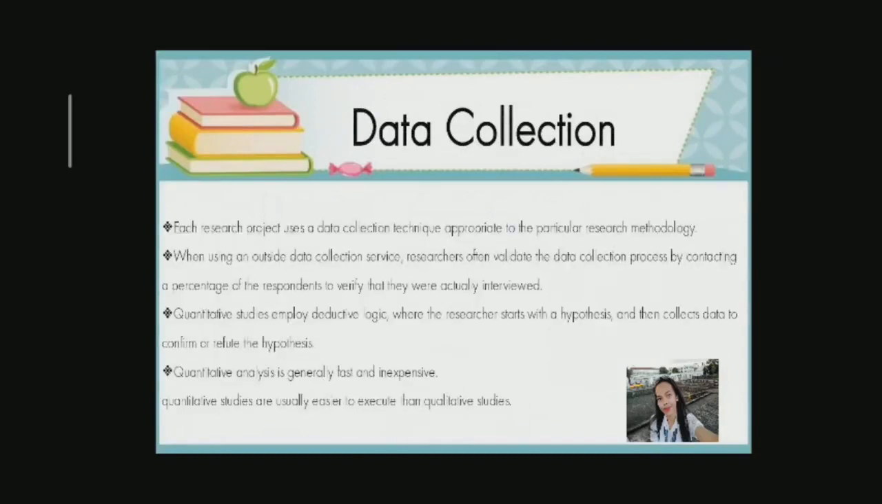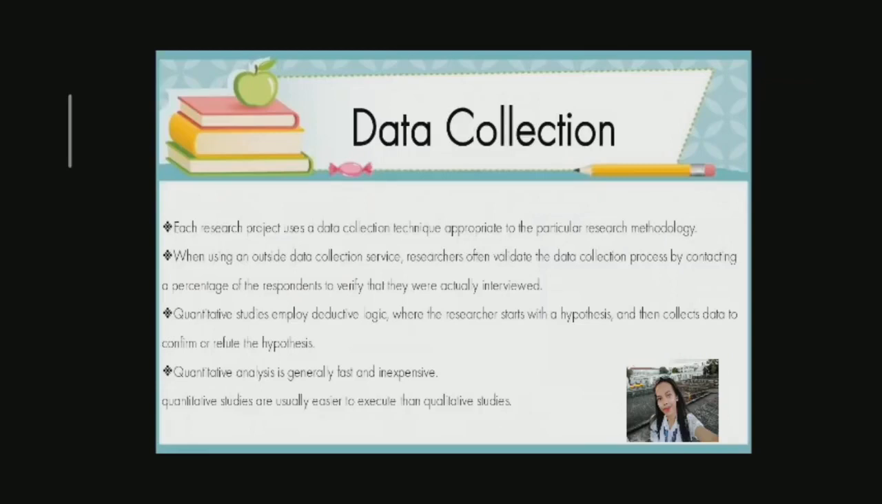Let us now go to data collection. There are very few hard and fast rules to define the task of data collection. Each research project uses a data collection technique appropriate to the particular research methodology. The two primary goals for both quantitative and qualitative research studies are to maximize response and maximize accuracy. When using an outside data collection service, researchers often validate the data collection process by contacting a percentage of the respondents to verify that they were actually interviewed.